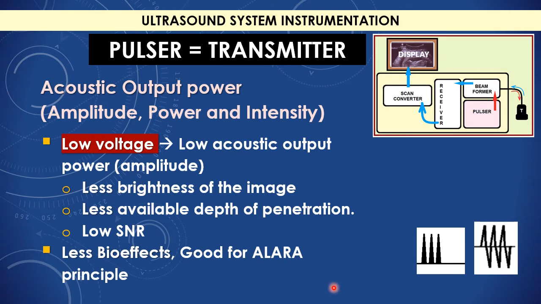So what if I'm having a lower voltage? Lower voltage, the spike that is delivered is of a lower voltage. I'll get low amplitude, low power, low intensity. Okay, what will this affect in the image? Yes, I will get less brightness of the image, and I'll get less available depth of penetration, and I'll have low SNR, less bioeffects. Okay, so this is good for the ALARA principle.